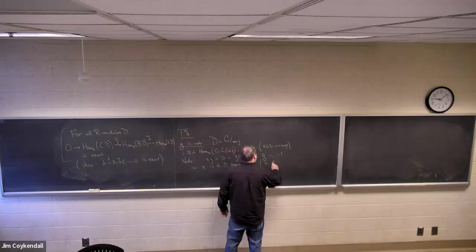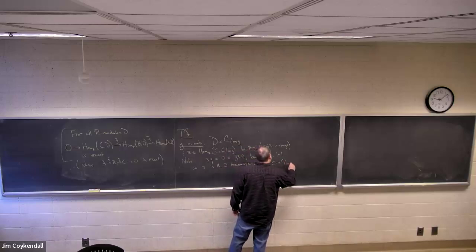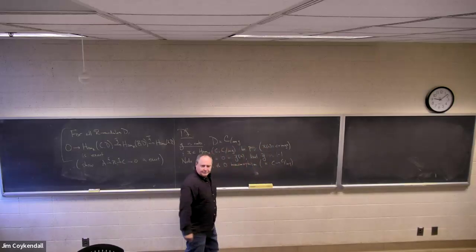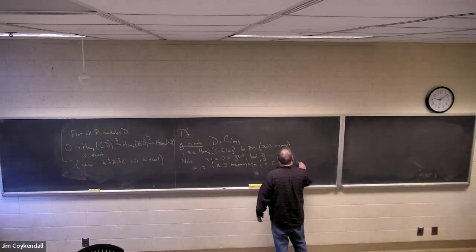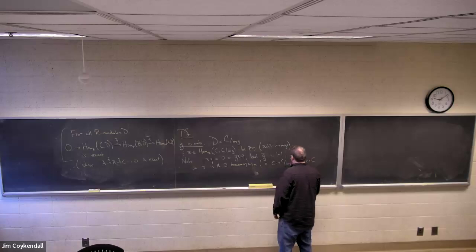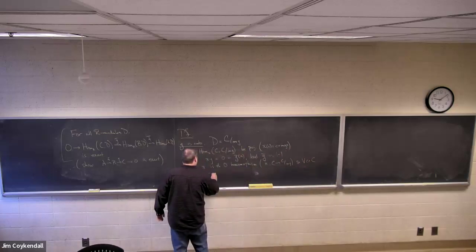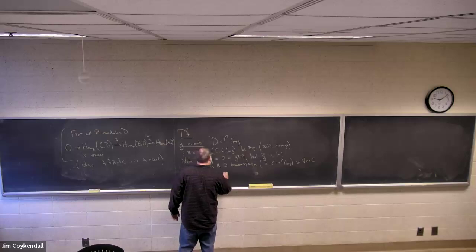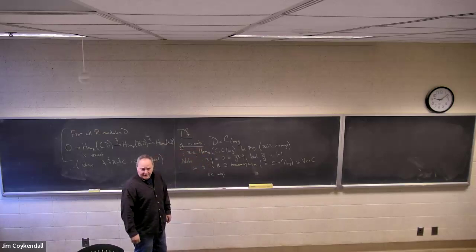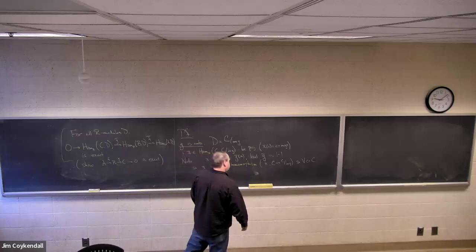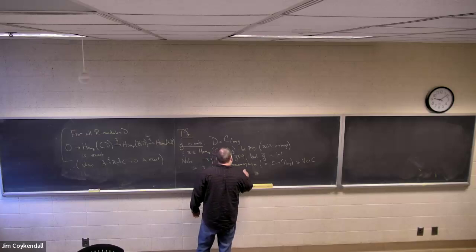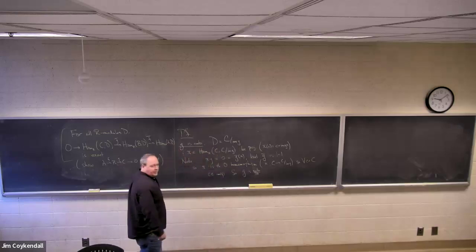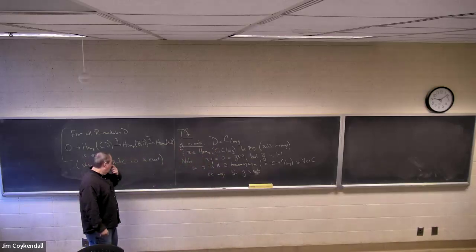Pi takes C to C mod image G. The only way this is a zero homomorphism for all C is if C is in the image of G. So G is onto. Now I've got two other things to show.